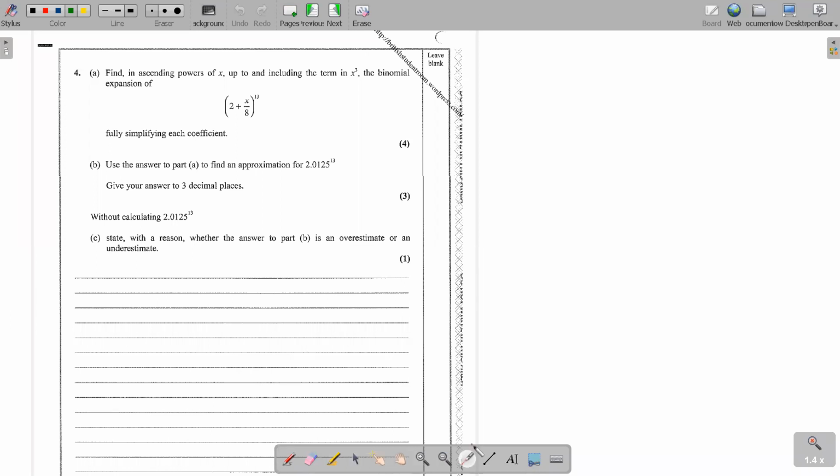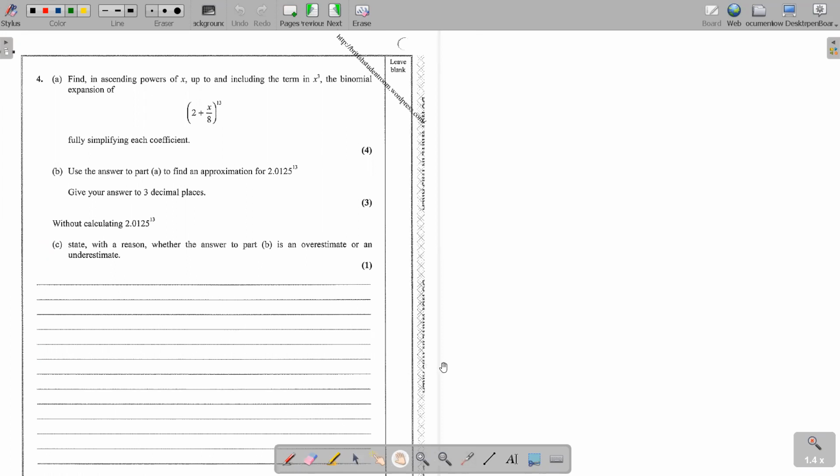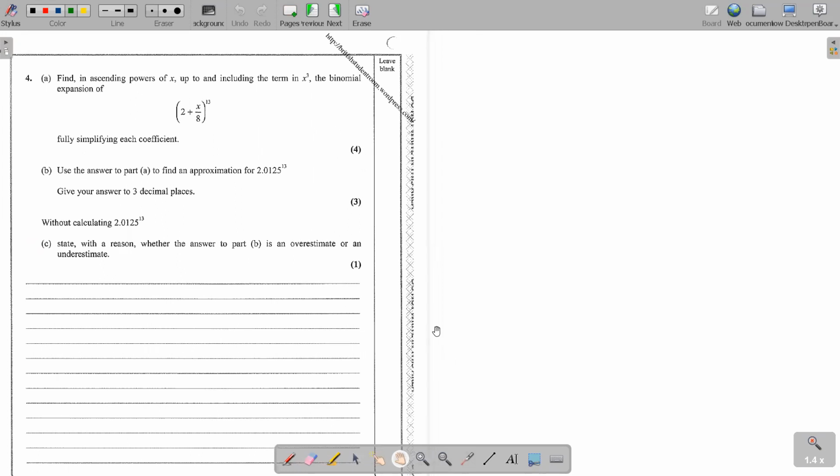Okay, so moving on to question number 4. Find in ascending powers of x up to and including the term in x cube, the binomial expansion of (2 plus x over 8) to the power 13, fully simplifying each coefficient, right? So we have to get including the term in x cube. So probably that means we'll have to find the first 4 terms, isn't it? Okay, so we'll start the expansion of (2 plus x over 8) to the power 13.